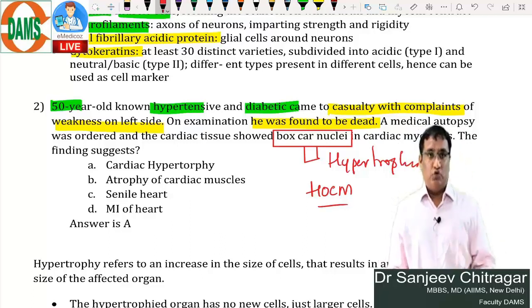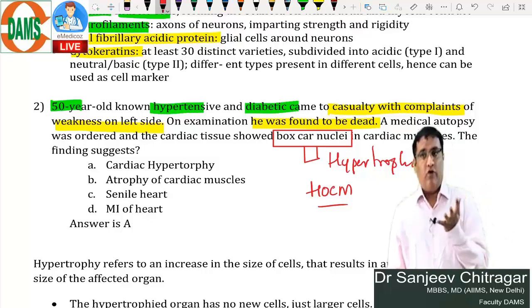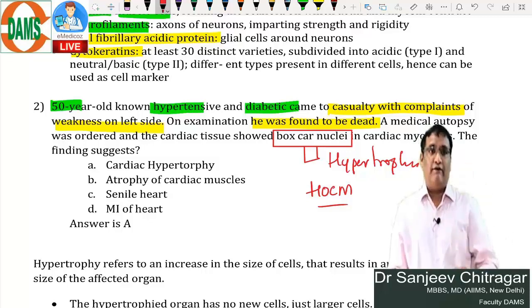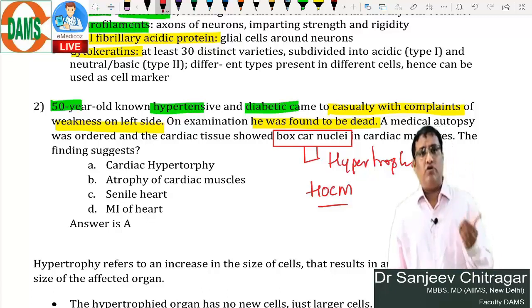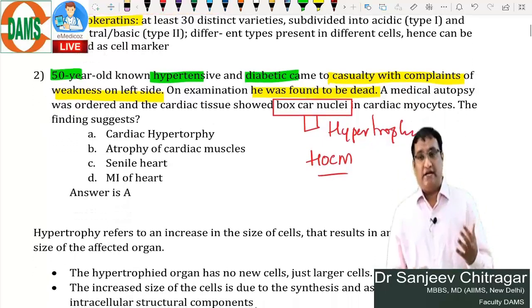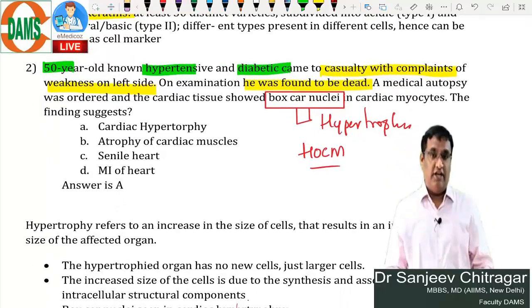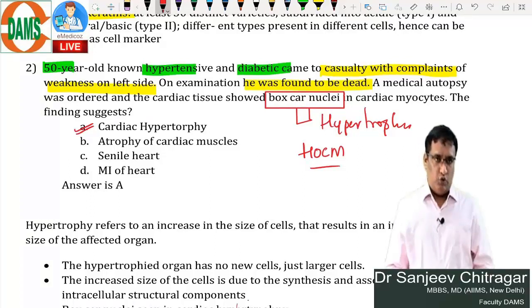Age 50 is fine to have HOCM. HOCM would have been there from the beginning itself, but death could only have occurred at that point of time. However, I would not suspect HOCM because he is a hypertensive. I would suspect hypertension because hypertension is what leads to left ventricular hypertrophy. So the answer to this question is option A, cardiac hypertrophy.